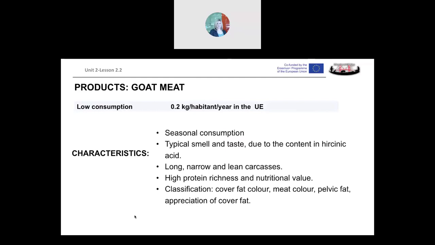This meat has a typical smell and taste due to the content of ericenic acid. The carcasses are long, narrow, and lean. They have high protein content and a good nutritional value. And for the classification of the carcasses, usually it's used the color of the fat, of the cover fat, the color of the meat, and the coverage of fat in the pelvic area.